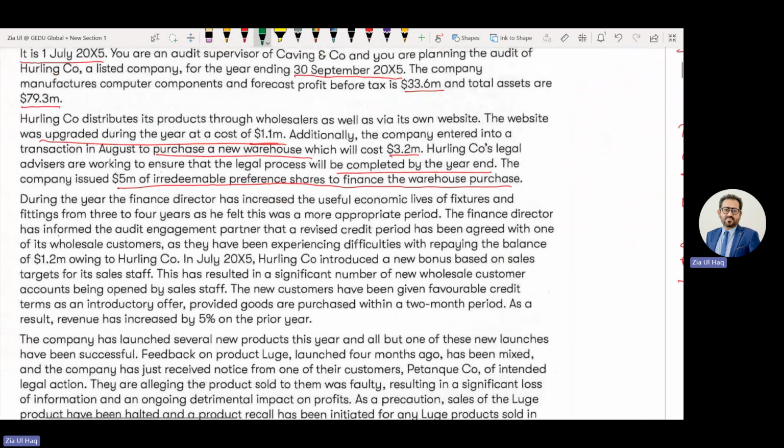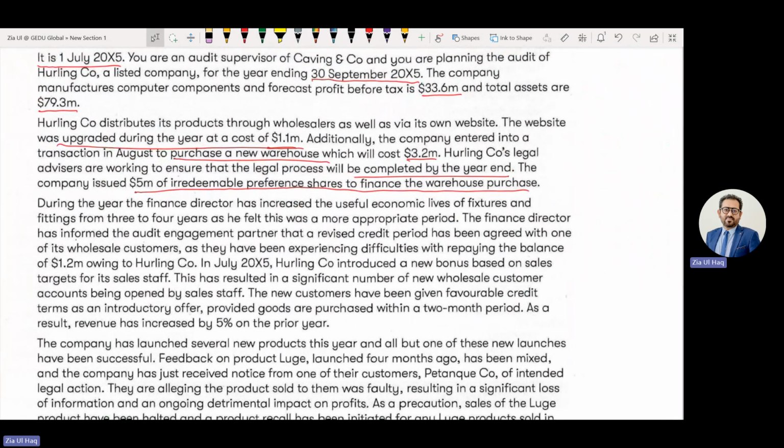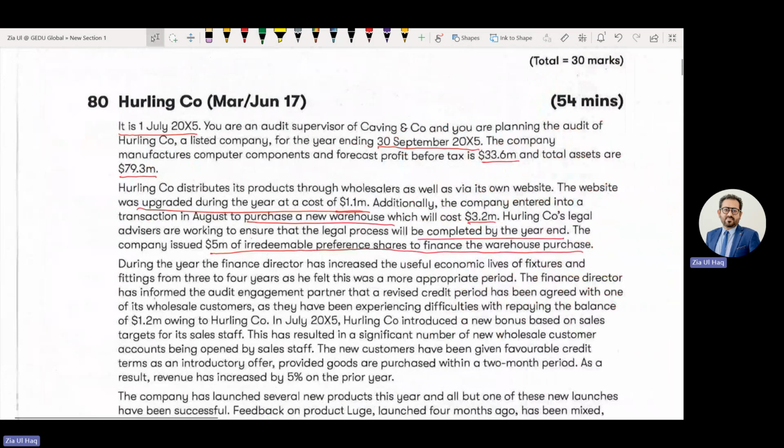There is another issue. What? The company has purchased a new warehouse with a cost of 3.2 million. A new asset they have purchased, and there is an issue. The legal process is not finalized yet, and will be completed by the end of the year. So there could be a chance the asset is not transferred to the company name, meaning without having ownership, the company has recorded the asset, so that asset could be overstated. And this materiality we can check against total assets because this asset has no link with the profit. So 3.2 million out of 79.3 million.